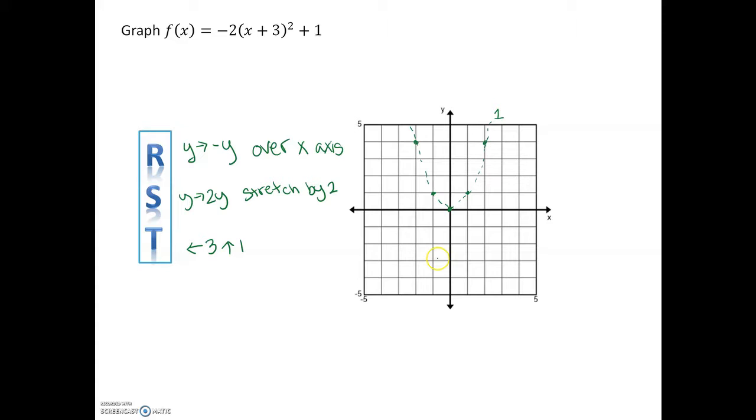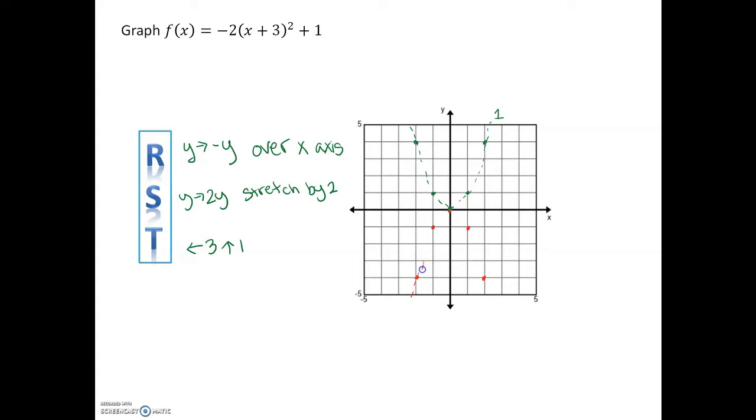So every one of these points gets moved to a negative y value. This point here was at 1, is now at negative 1. The point that was at 4 is now at negative 4. 0 is a special case because 0 times negative 1 is still 0. So that point ends up being exactly the same.